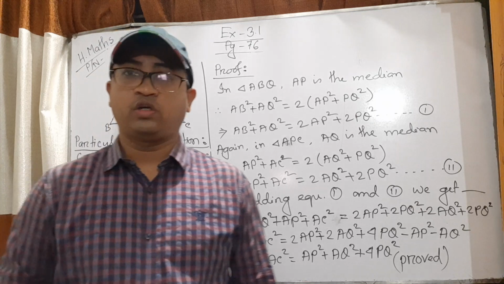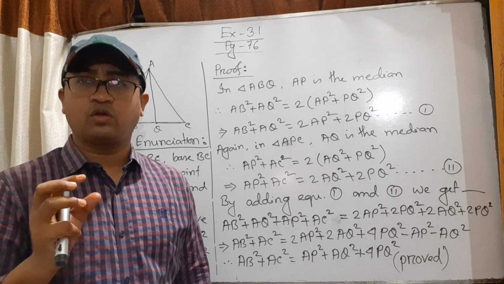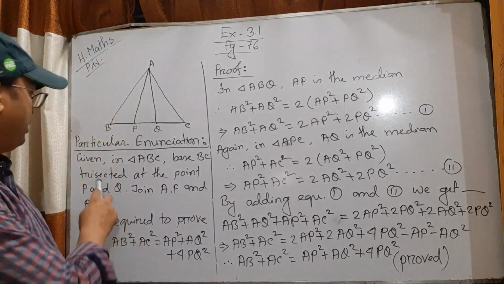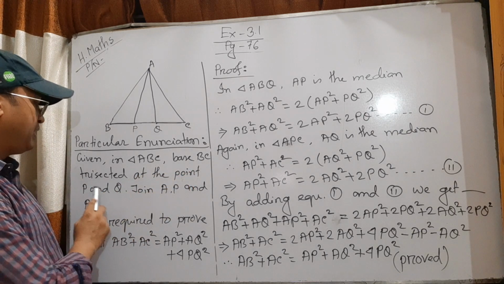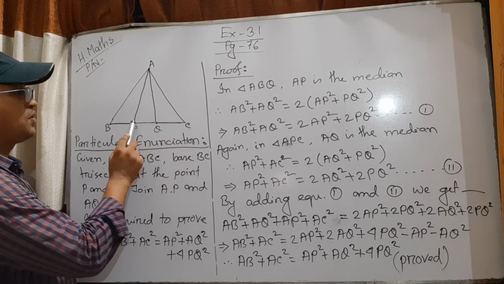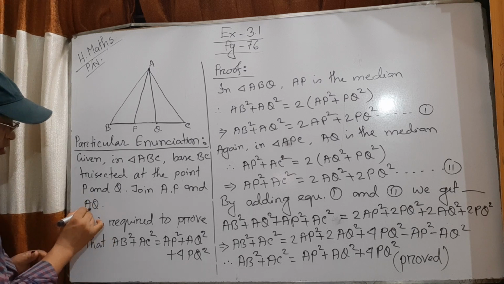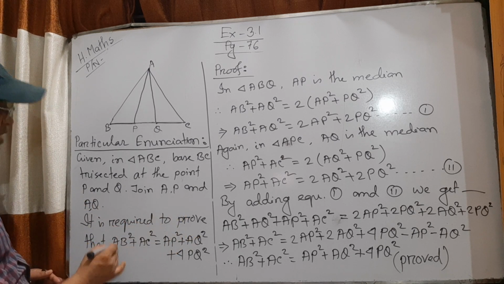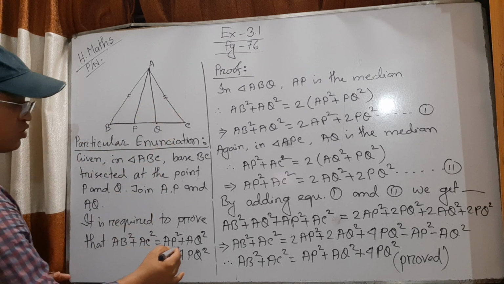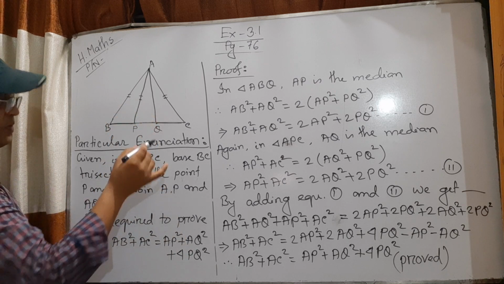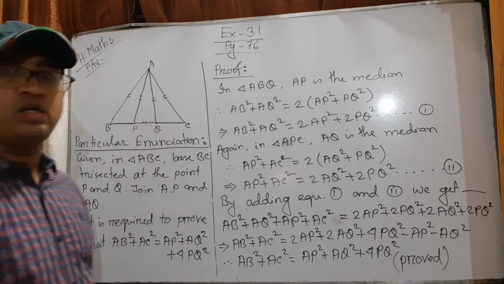Okay, now the particular enunciation. Look, particular enunciation, just what has been given in the question, write just that portion. Given in triangle ABC, base BC is trisected at the points P and Q. Here join AP and AQ. It is required to prove that AB square plus AC square equals AP square plus AQ square plus 4PQ square. So let's start the proof.